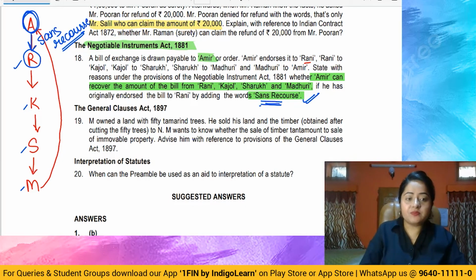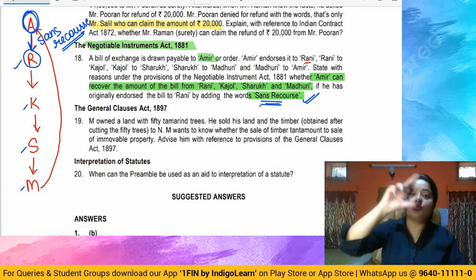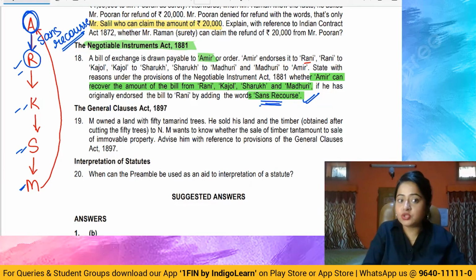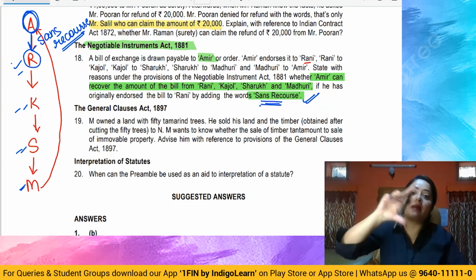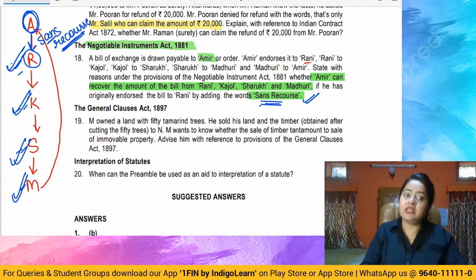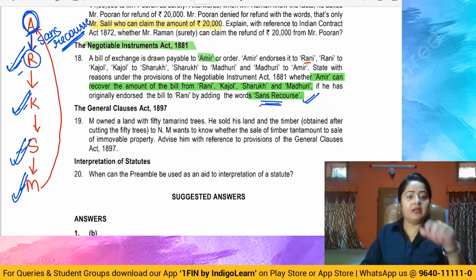Generally speaking, whenever the instrument comes back to the original owner or the original payee, all the intermediary parties are discharged. If this was not a sans recourse endorsement, then R, K, S and M would be discharged. They could not be held liable because the instrument has come back to Mr. Amir. But because here he has written sans recourse, he can file a case against Rani, Kajol, Shahrukh and Madhuri. He is not liable to any of these parties. Make sense?